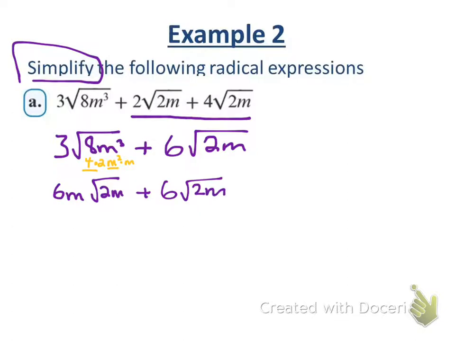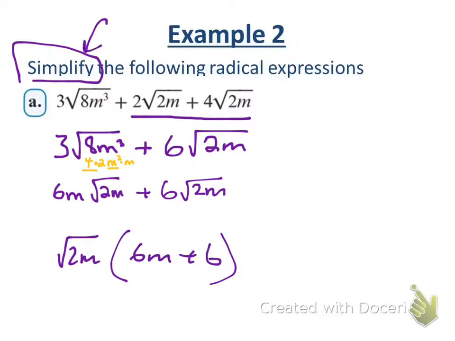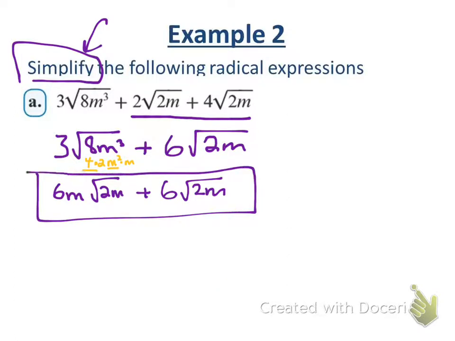Now, the question then becomes, can we do anything with those two things? But they're the same. The inside parts are the same, but are the outside parts the same? So we can't add the two. Now, we could factor it if we wanted to. We could take a square root of 2m out of both of those things and have 6m plus 6. But is that simplified? No, a simplified expression doesn't have parentheses, right? If you can multiply something, you have to do it. So we could have factored the expression by taking out a square root of 2m, but this is the simplified answer to this. Okay? All right?